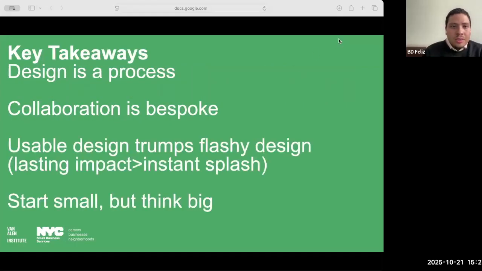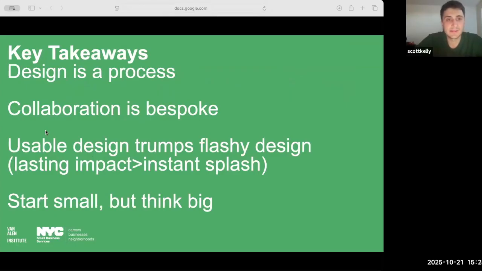Yeah, that goes right into the key takeaways. Design is a process. Collaboration is bespoke. How you collaborate will vary depending on who you're collaborating with. Start small, think big. Scott, not sure if you want to add any other takeaways. No, just this.